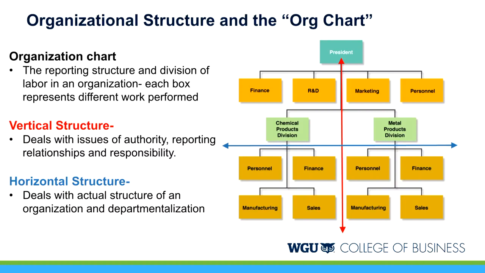There's also the horizontal structure, which is represented by the blue arrow going left and right, horizontally, of course, and that deals with the actual structure of the organization and departmentalization. It's that work that's divided up into the different, let's say, functional areas. In this example, there's kind of a functional divisional mix here. You have finance, R&D, marketing, personnel. Those are different functions of the organization and a part of the horizontal structure, right?